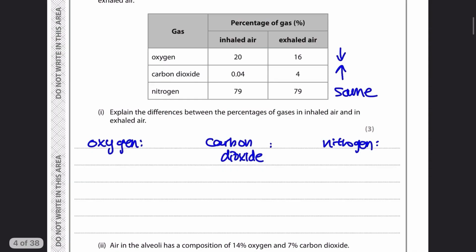Right? So therefore, what happens to oxygen? Explain means you got to tell me why it goes down. You can't just tell me it goes down. Why does it go down? Think about it.